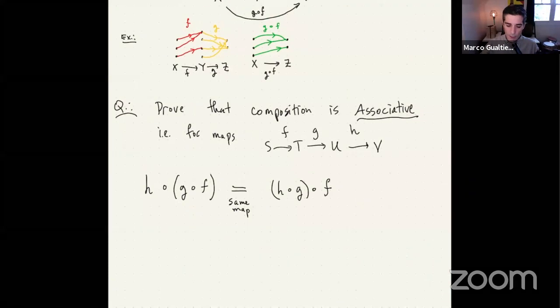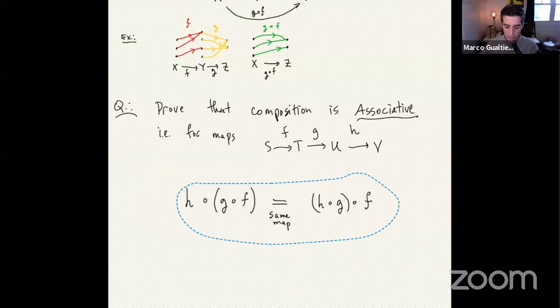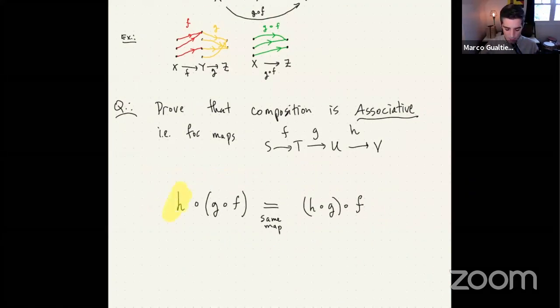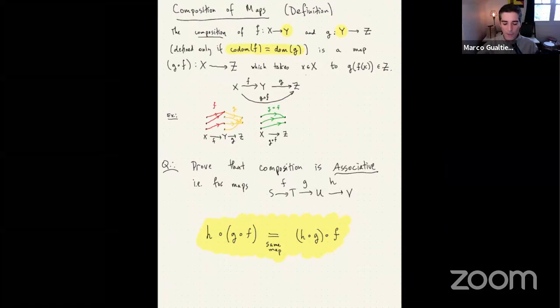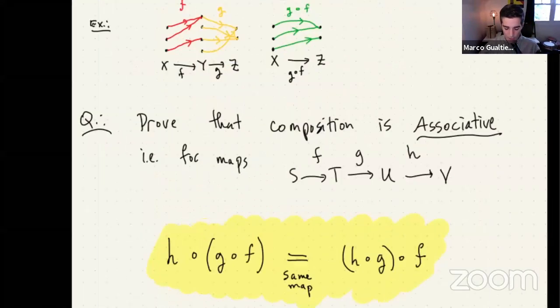Okay, so this is the all-important associativity condition, which is satisfied by composition of maps. Okay, and so at this point, I don't want to make a big deal out of this, but let me just state it.